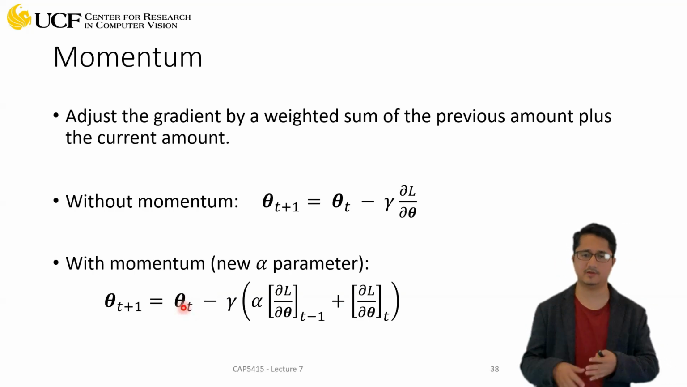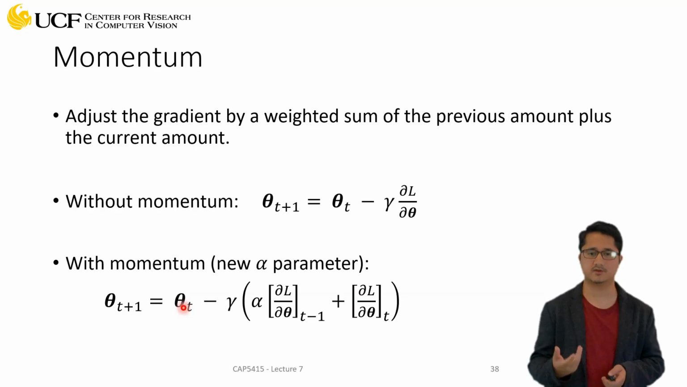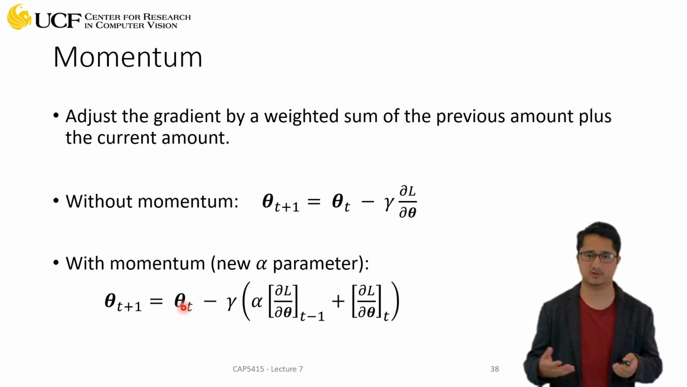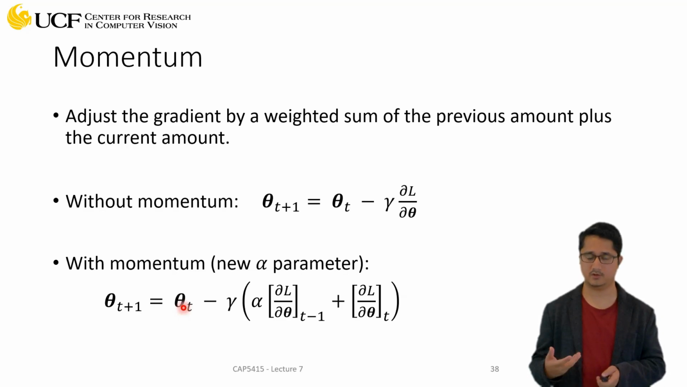And of course, these days we have a lot of variations of how you can use momentum. This is just a vanilla version of that. This is just to give you a flavor of what momentum means when you are trying to do learning using gradient descent.